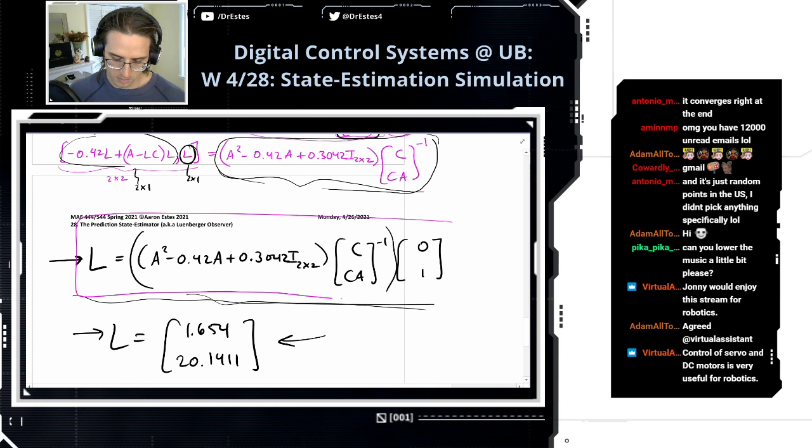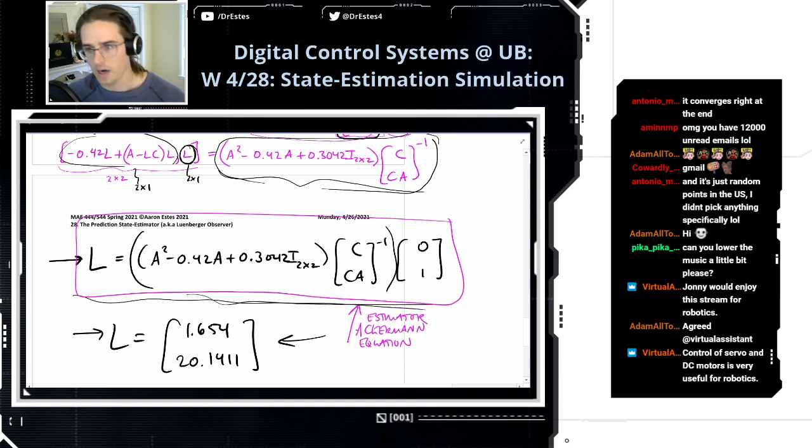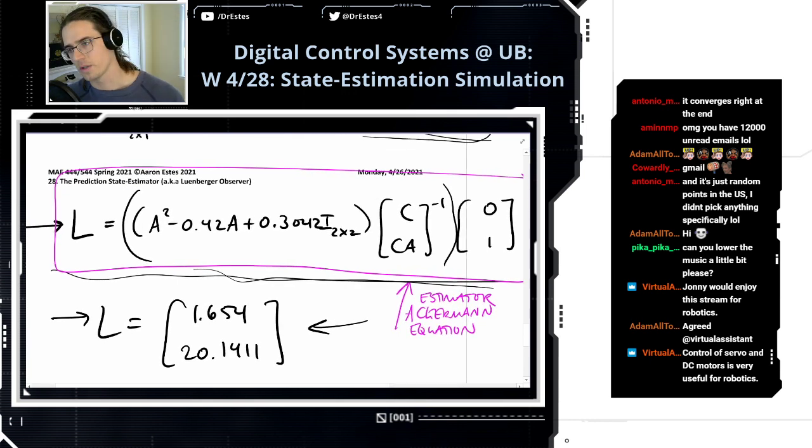This equation, you could call it the Ackermann equation, or the estimator Ackermann equation. So in state feedback controls, these types of equations keep coming up over and over again. So we call it an Ackermann equation, and it's always solving for some matrix related to your control system performance.